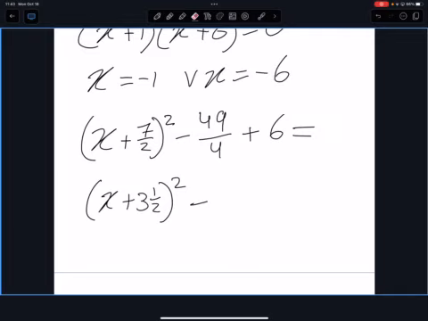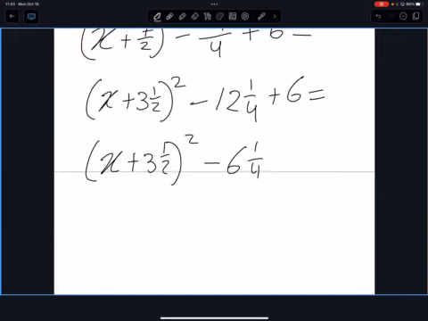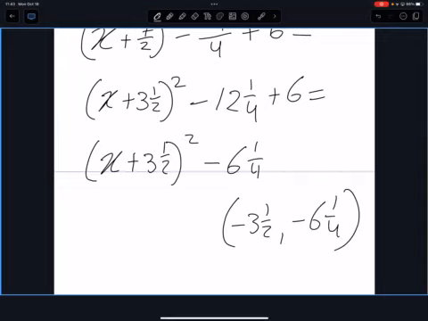This was 4. 12 and 1/4. Oops, still negative. So the coordinate is 3.5 and 6, and you still have to sketch it.